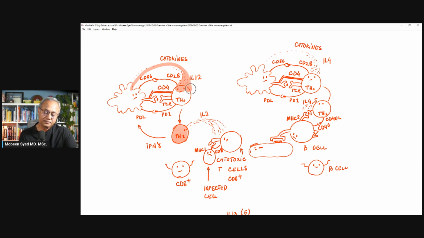So the T helper 0 cell is bathed by interleukin 12. So what will happen is it will become T helper 1. So, it is 12. So you take the first digit and that is a cell. And then this cell T helper 1 will release interleukin 2. That is the second digit of 12. So just a mnemonic to remember that interleukin 12 pathway makes T helper 1 cell, and T helper 1 cell would release interleukin 2. T helper 1 cell also releases interferon gamma.